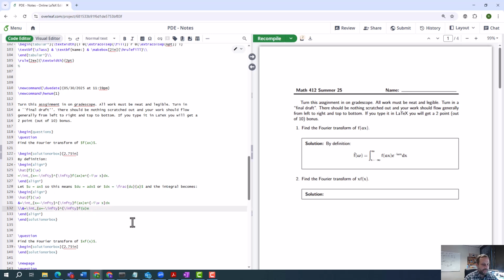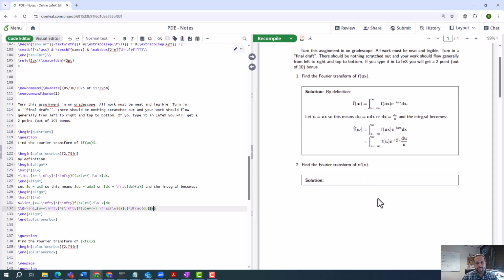So this is going to be e to the minus i, w over a, u, du. Sorry, not just du. dx is equal to du over a. So this is frac du a. Okay, so again, this works completely fine right now if a is positive. We're going to see what happens if a is not positive. Control S also recompiles. So that's what we have here.